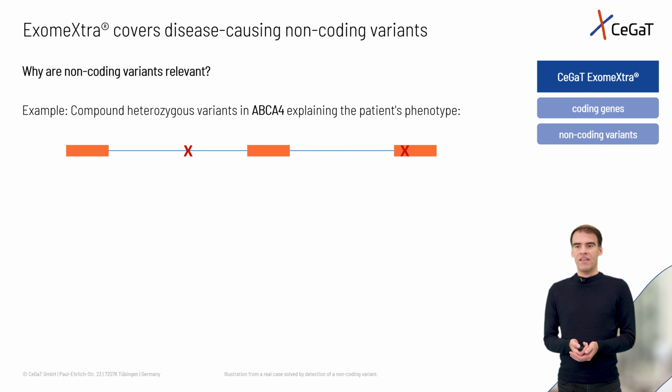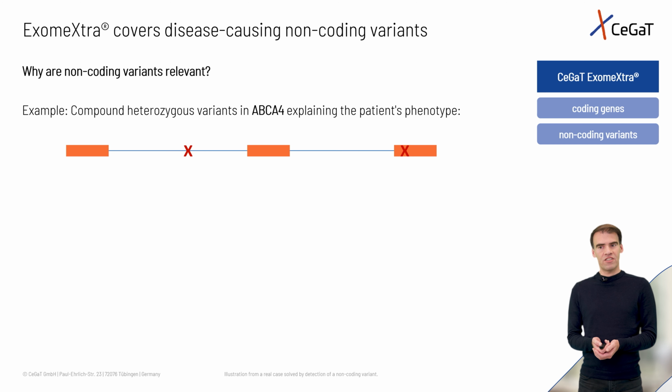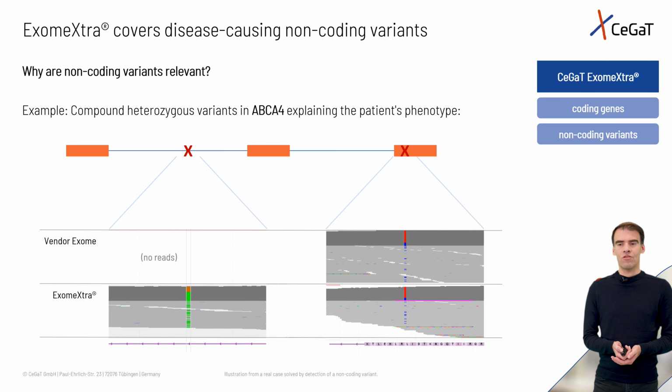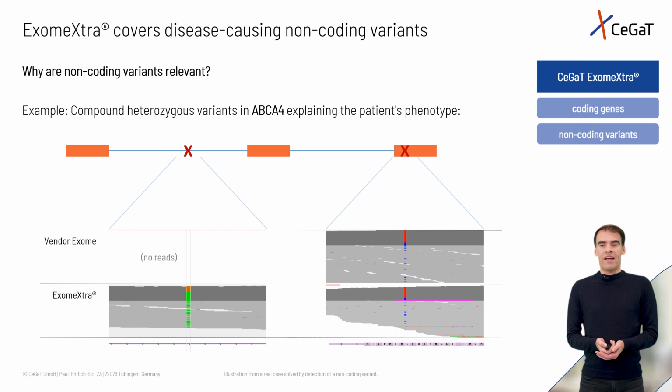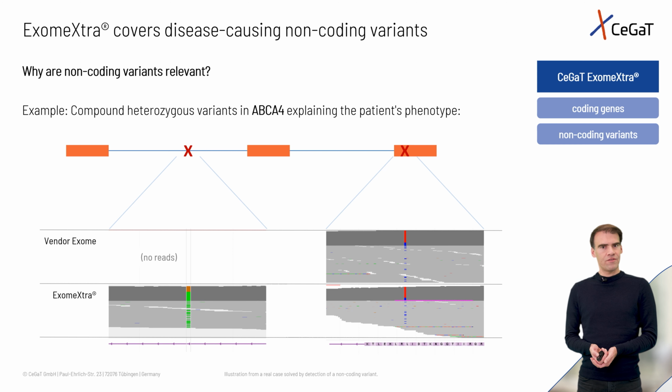For an example, look here at a compound heterozygous variant situation in the ABCA4 gene. We have one variant that is in a coding exon on the right, and we have one variant that is in an intronic region on the left. And if we look at alignments generated from a vendor exome, an off-the-shelf exome, and from ExomeXtra, you can see that the second variant in the intronic region is not covered, because in the vendor exome we don't have coverage of this non-coding variant, and the case cannot be solved. With ExomeXtra, such cases can be solved.